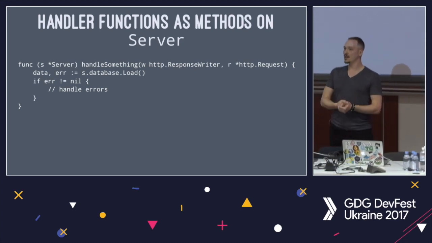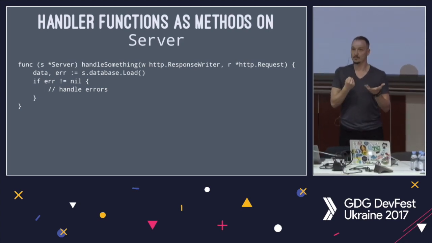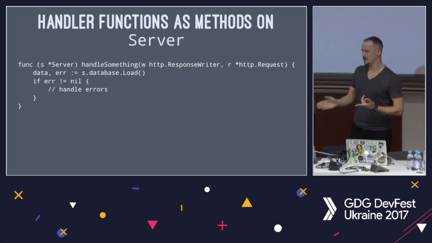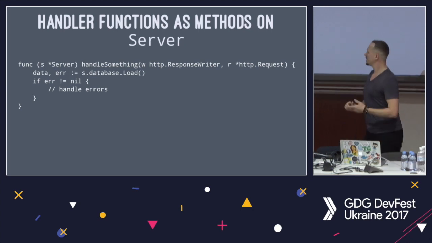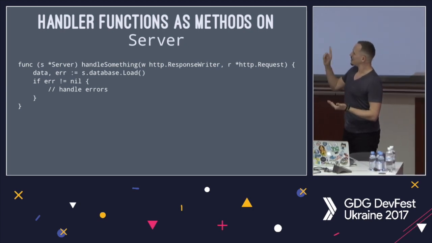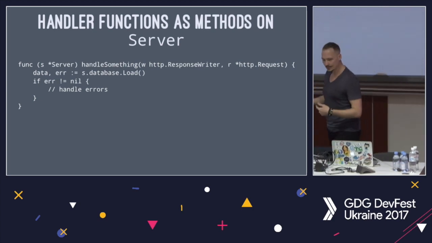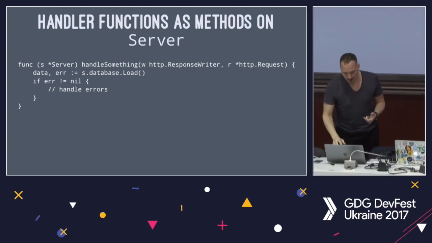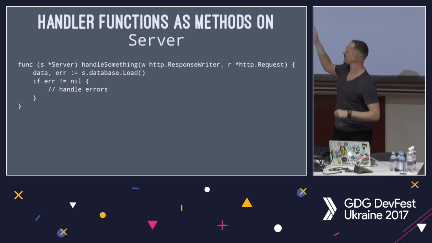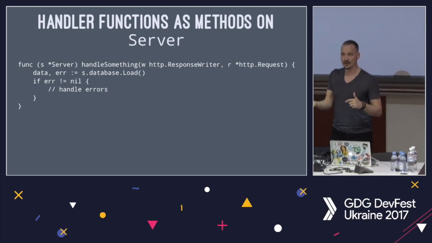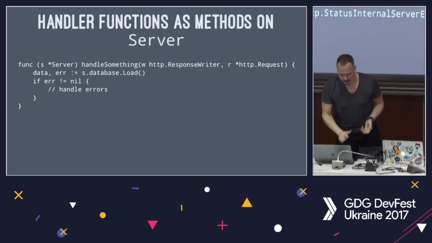And then the handlers themselves, which are the functions that get called in response to a particular kind of request, with a particular URL and a method usually, they also should be methods on the server. That's how they can access the dependencies. And you don't fiddle around then with the signature. It just stays true to the http handler thing if you care about that, which some people do.